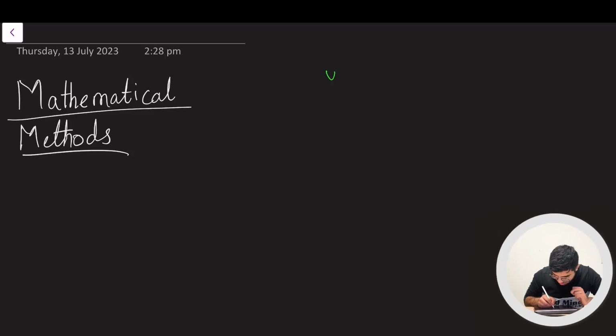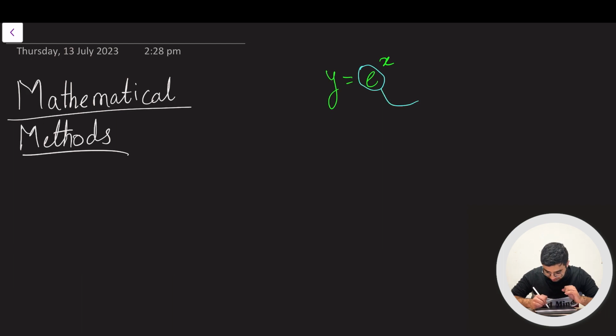That is y is equal to e to the x. Okay, now why is this a special function? It is special because of mainly this e here. What is this? This is Euler's number. Okay, that's his name, and it is an irrational number, just like pi.